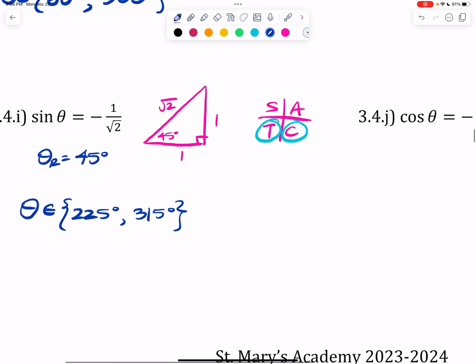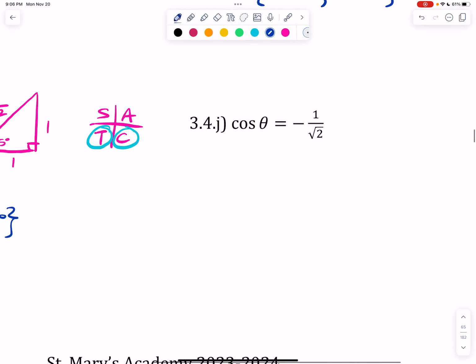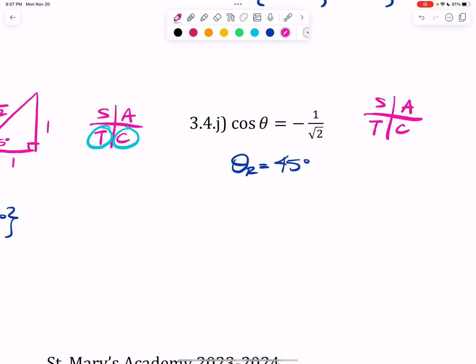And then example J. Cos theta is -1 over root 2. I'm ignoring that negative. Get out of here, negative. Cramping my style. So this is also a 45-degree family affair here. So the reference angle is 45 degrees. And which quadrants am I in? Cosine is negative. That happens in quadrant 2 and quadrant 3. So my answers here are, I can't do math. Yeah, I can. 135 degrees and 225 degrees.